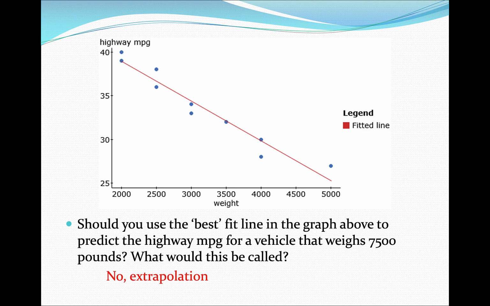So you should never predict for points beyond the range of your data, because we only know the pattern holds within our data set. We don't know what happens beyond that. So we can't assume that this pattern continues, and that this model or this line would work well to predict the miles per gallon if a vehicle weighed 7,500 pounds. So don't make that assumption. That's one of the mistakes that you will see with regression, is people will use it to extrapolate, which should not be done.